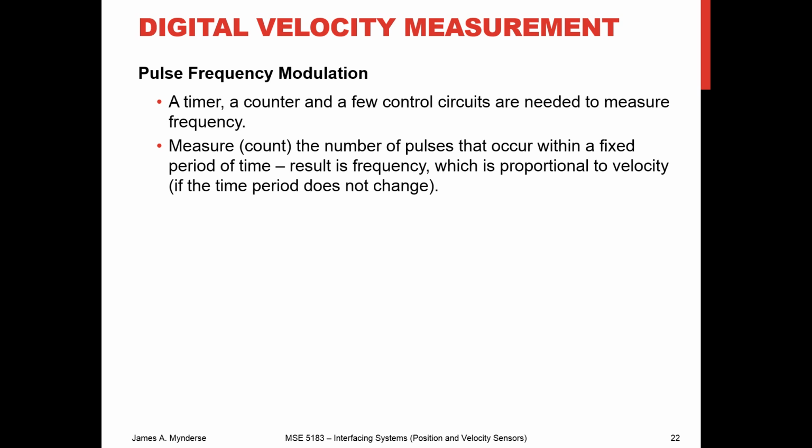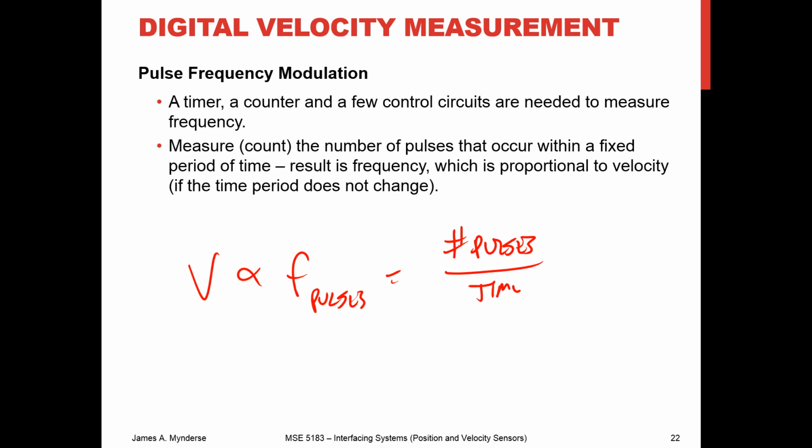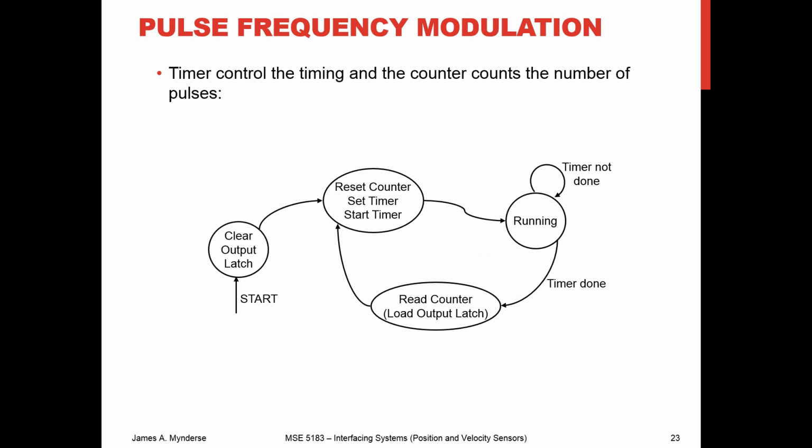And since we know that we're going to velocity, which is proportional to the frequency, we can say that our velocity, proportional to our frequency of pulses, would just be the number of pulses in some fixed time. If we count all those and we know what the time is, then we ought to have our pulse frequency. So how would we do that?